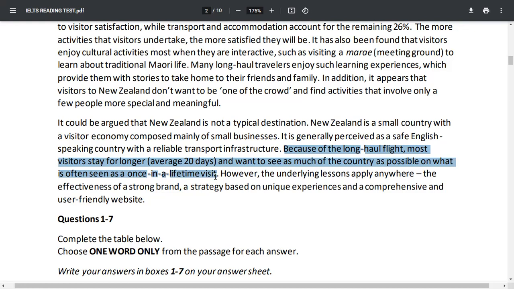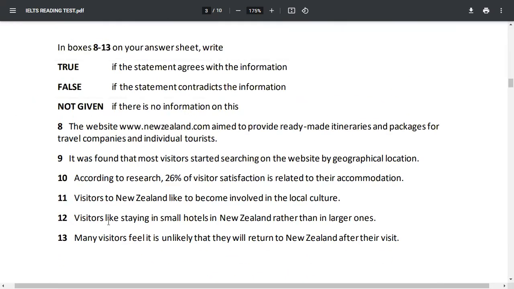So what does it mean? To reach New Zealand, a longer flight is usually necessary, so people often visit only once. They stay for an average of 20 days, and they try to see as much as they can because they may not visit again. When you call it a once in a lifetime visit, it means maybe you're not going to visit again. So if I go back to sentence number 13, when it says many visitors feel it's unlikely that they will return to New Zealand after the visit, it's definitely true.